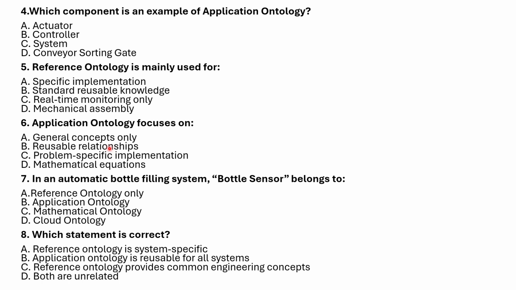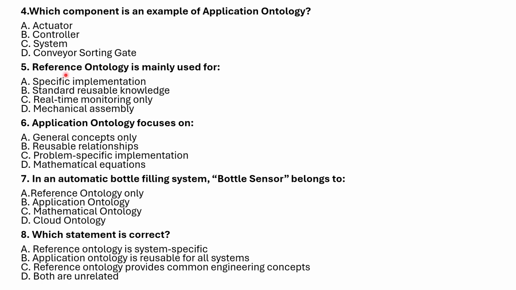The fourth question, which component is an example of application ontology? Application means we have to give a specific component, right? So what's the specific component available in this option? It's D, conveyor sorting gate, because actuator, controller and system, these are all the reference ontology. Conveyor sorting gate is a specific name used for a sorting application. Okay, so the conveyor sorting gate is the answer for the fourth question.